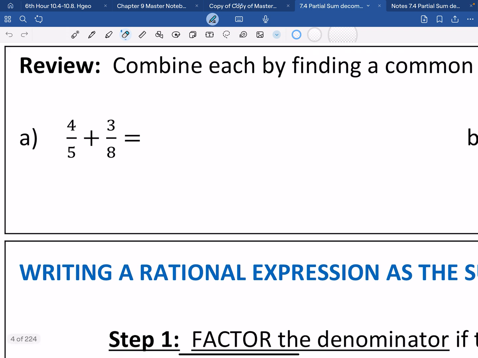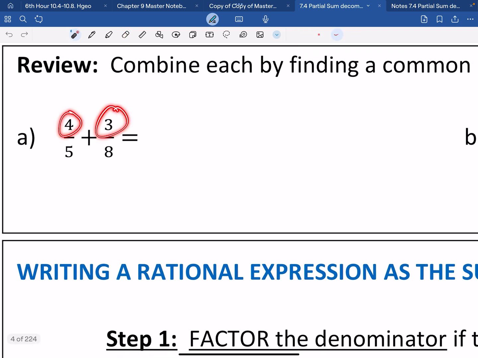Our goal, at the end of the day, will be to solve for constants. What are the original values? So we're reversing the process of putting them together. Let's just review some of the process of adding fractions.